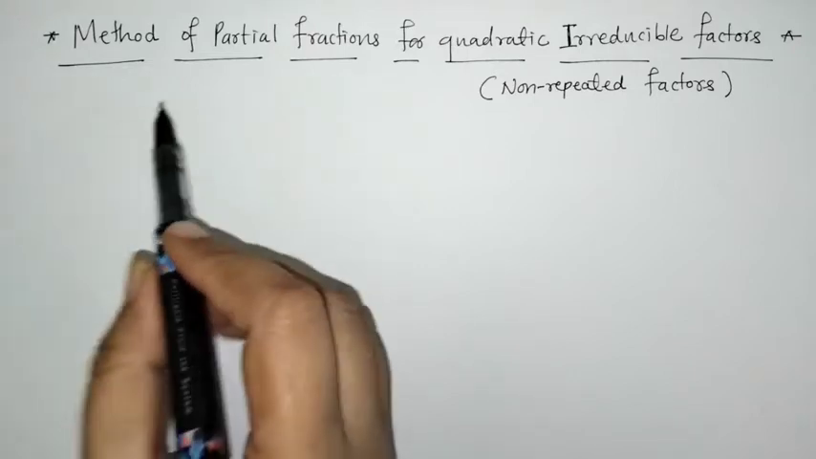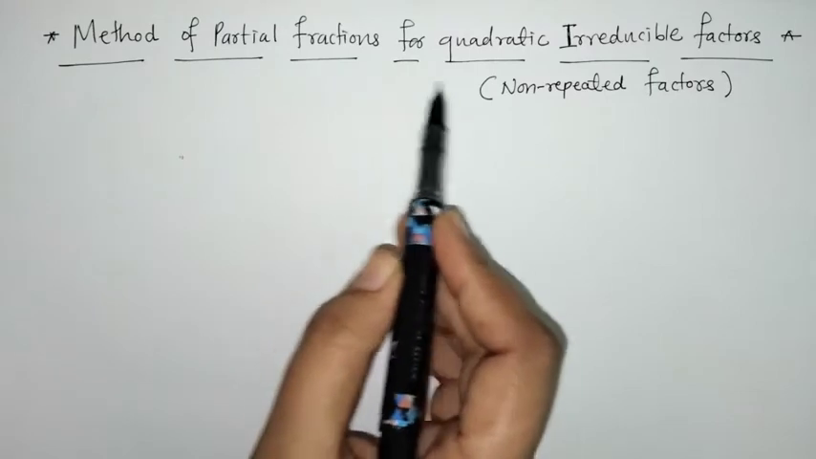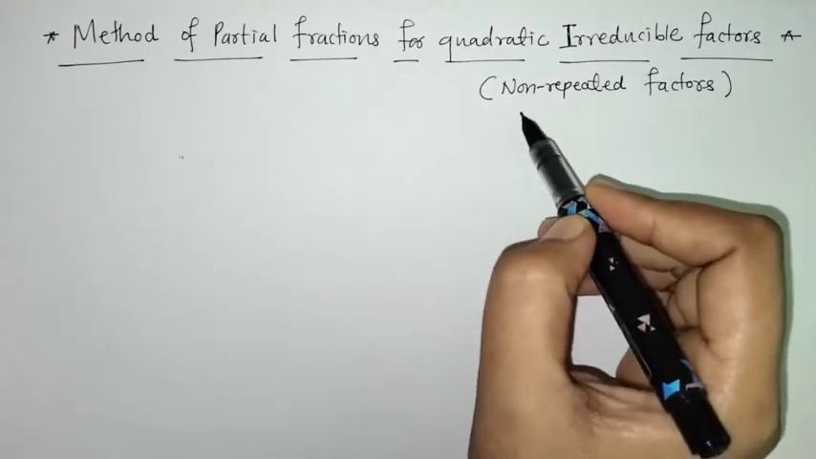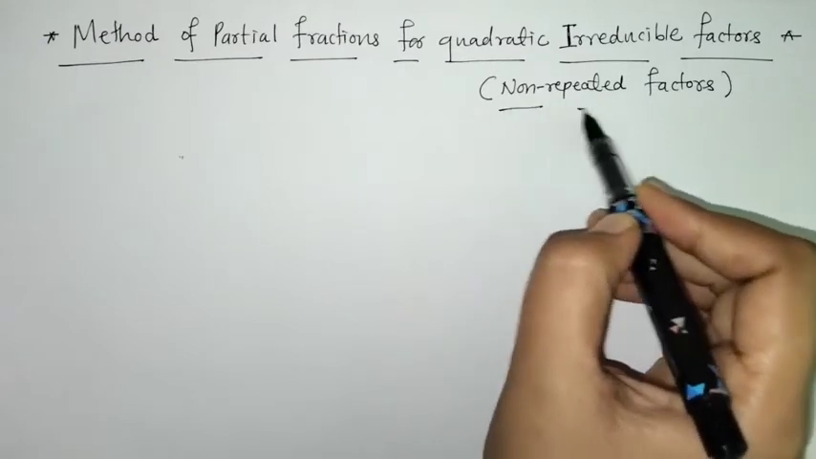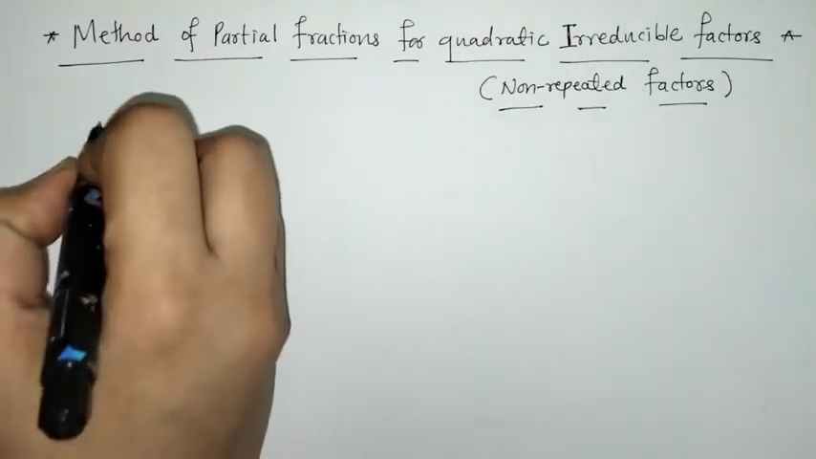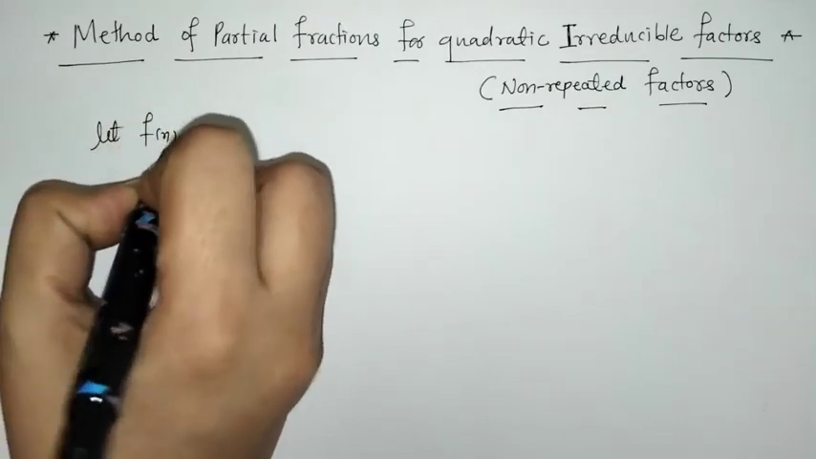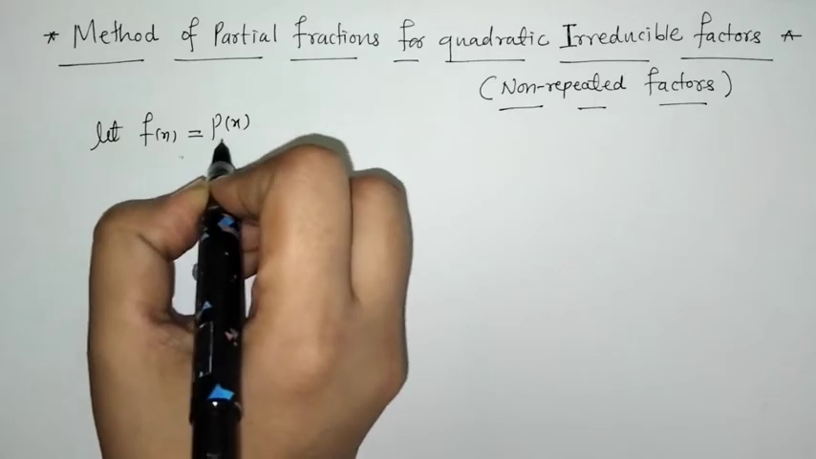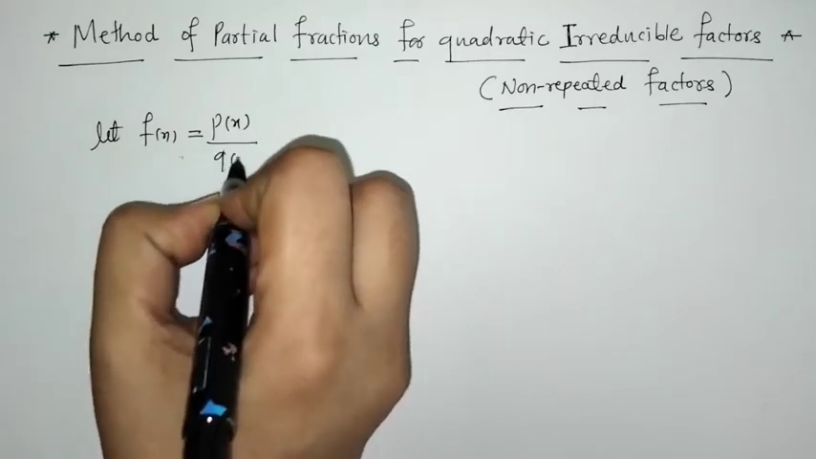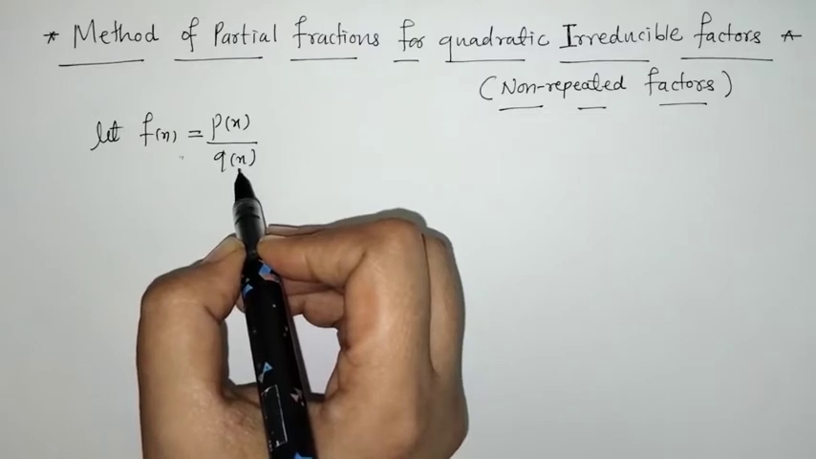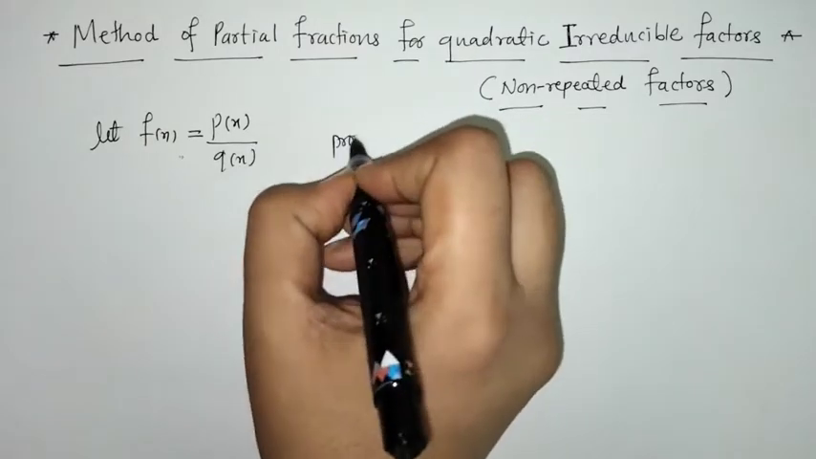Today we have to discuss the method of partial fractions for quadratic irreducible factors. Here we are going to consider non-repeated quadratic factors. So let's consider f of x equals the fraction p of x by q of x. We have to consider this as a proper rational function.